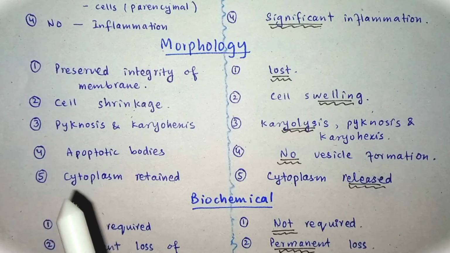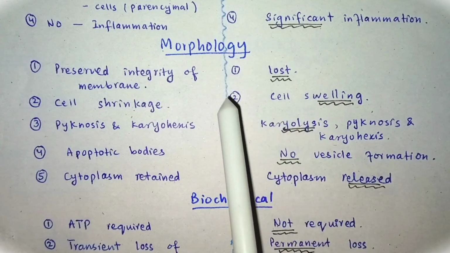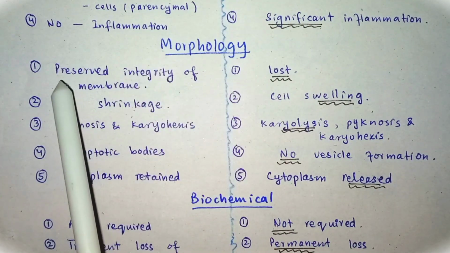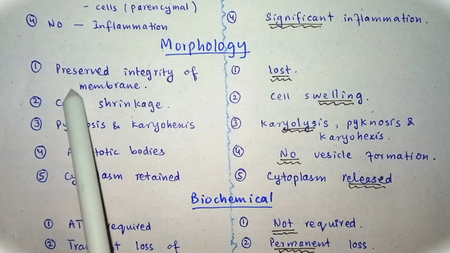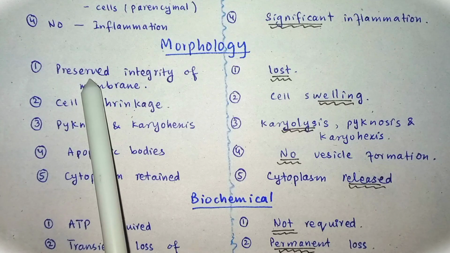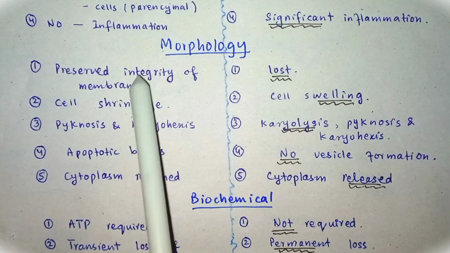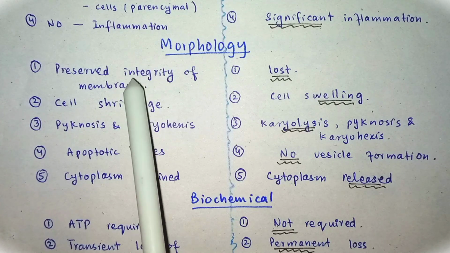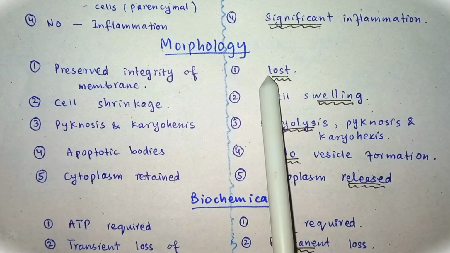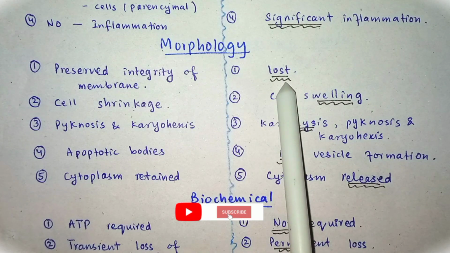Morphological changes that occur in apoptosis and necrosis. Morphologically, in apoptosis, the integrity of the cell membrane is preserved, with blebbing of the intact plasma membrane. But in necrosis, the integrity of the cell membrane is lost.